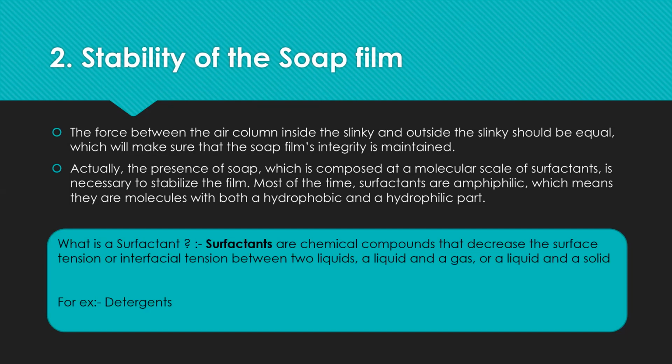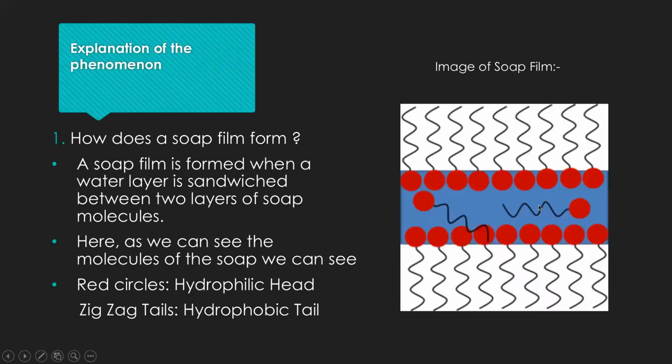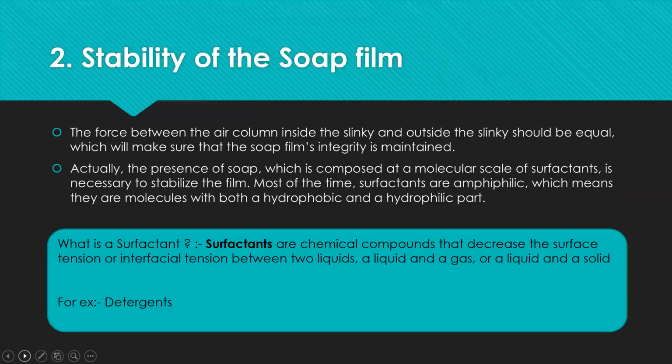Actually, the presence of soap, which is composed at a molecular scale of surfactants, is necessary to stabilize the film. Most of the time, surfactants are amphiphilic. Amphiphilic means that they are molecules with both a hydrophobic and a hydrophilic part. Like we saw in the previous slide, here is an image of the soap film, and this is the surfactant, which is amphiphilic in nature. It means it has both a hydrophilic head and a hydrophobic tail.